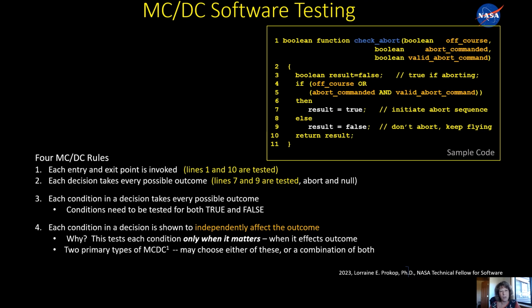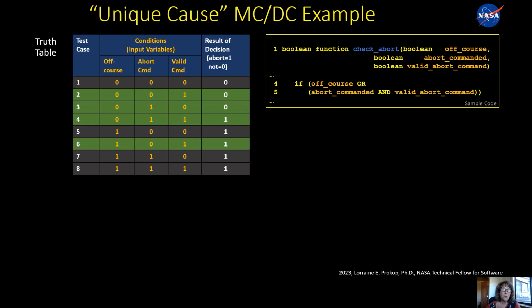So there's 2 primary types of MCDC. There is unique cause and masking. And in the following 2 slides, I'm going to go through each of them. The first form of MCDC that I'm going to review is called unique cause.